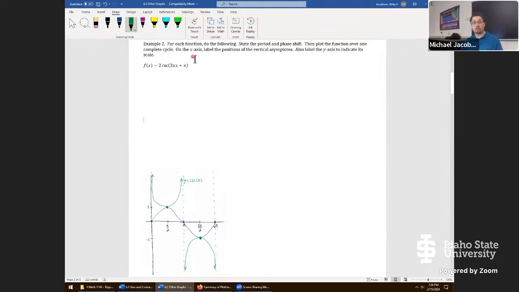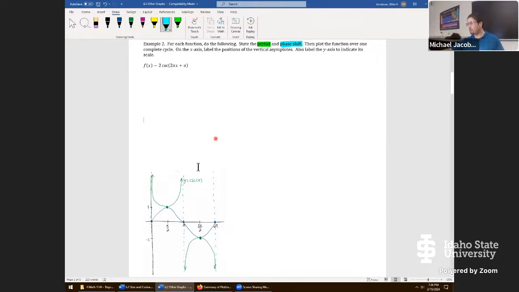It says, and these instructions will be verbatim on the homework as well as on a real exam, for each function, do the following. Notice what it doesn't state. It doesn't ask for the amplitude, just period and phase shift on this one. The reason there's no amplitude is your function had to be bounded in order to have an amplitude. Sine is bounded between -1 and +1, but cosecant is unbounded. It goes up forever and down forever. That means there is no amplitude for this graph.